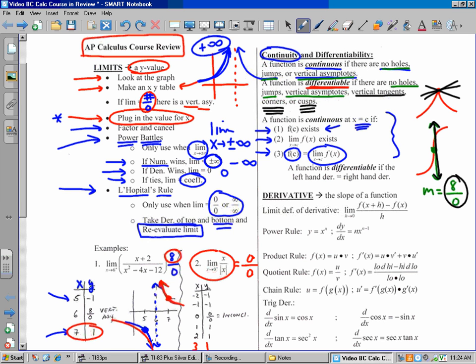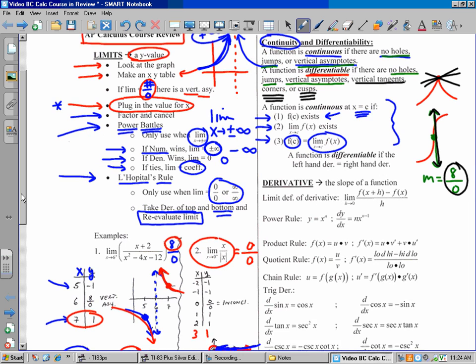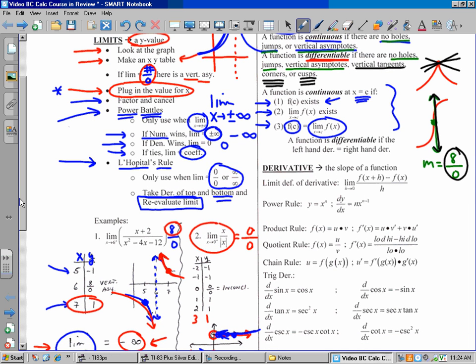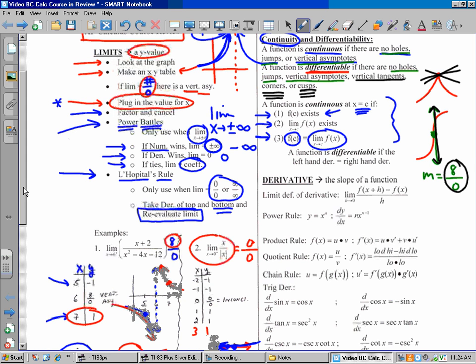Well, we don't know. All right, so a function is continuous if you don't have any holes, jumps, or vertical asymptotes. A function is differentiable if you don't have any holes, jumps, vertical asymptotes, vertical tangents, corners, or cusps. All right, so 3 requirements for the function to be continuous and 6 for the function to be differentiable.